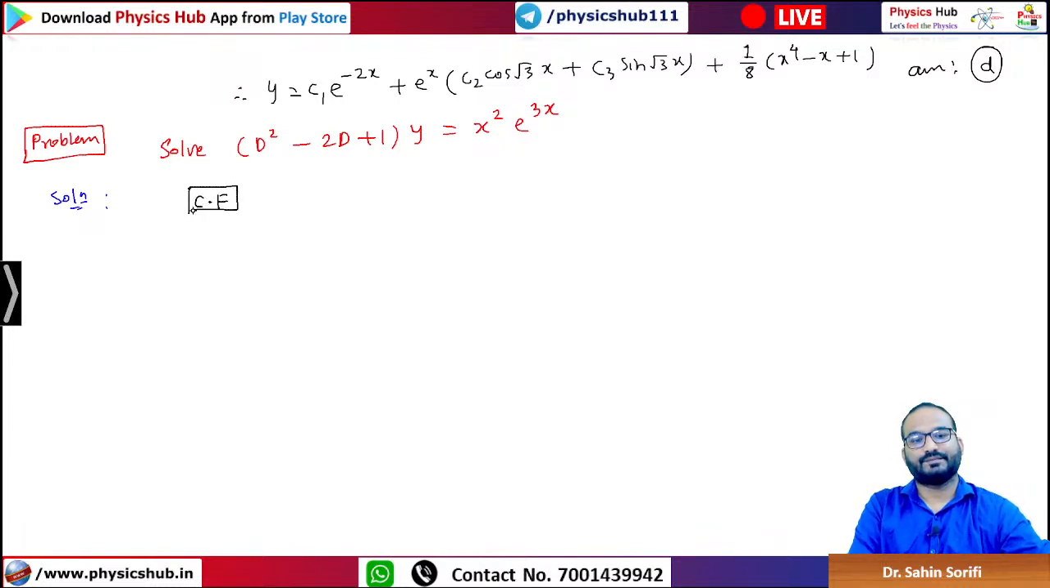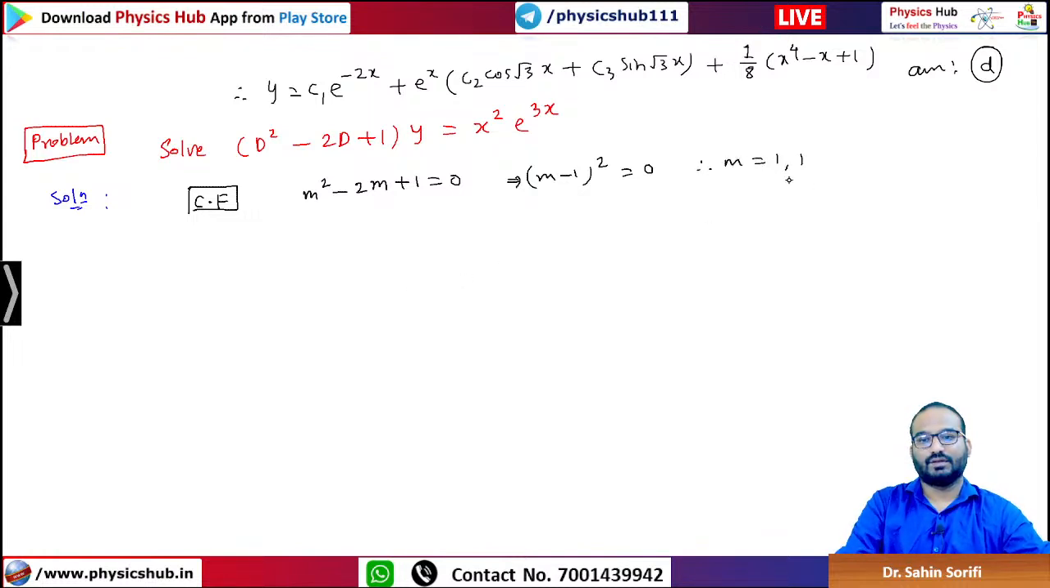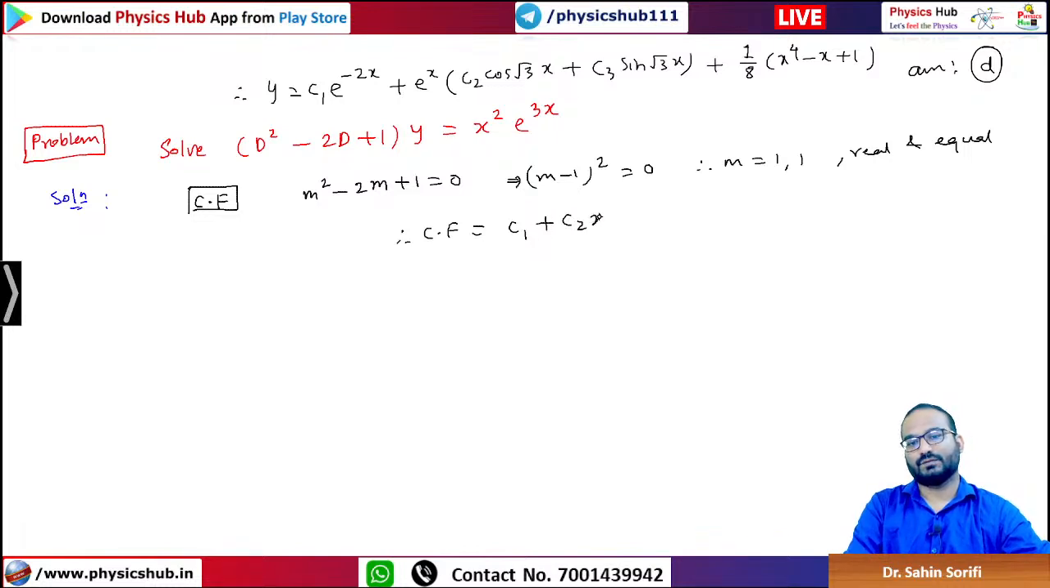Complementary function you write m square minus 2m plus 1 equals to 0. m minus 1 whole square equals to 0, m equals to 1, 1, real and equal. That means the complementary function is equal to c1 plus c2x e to the power x.